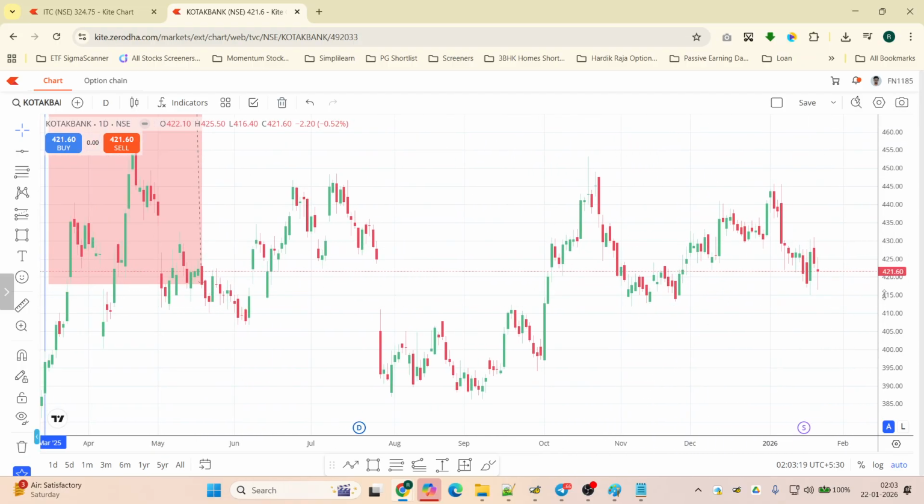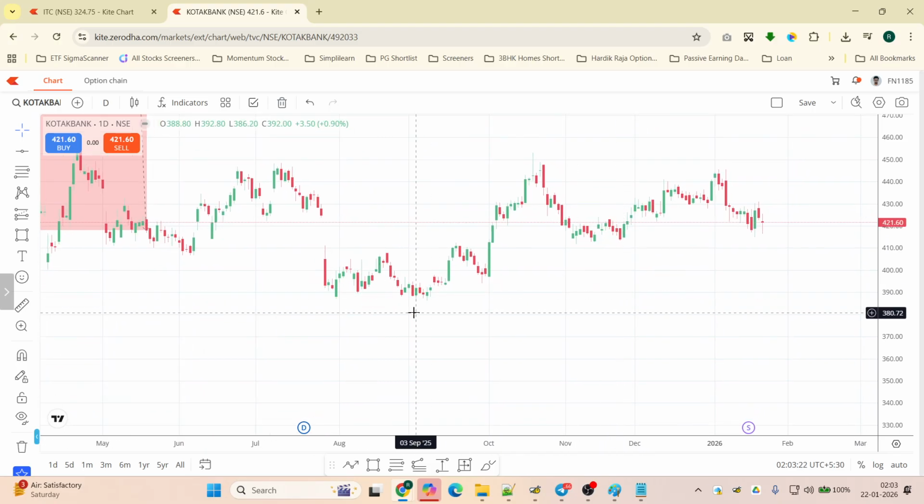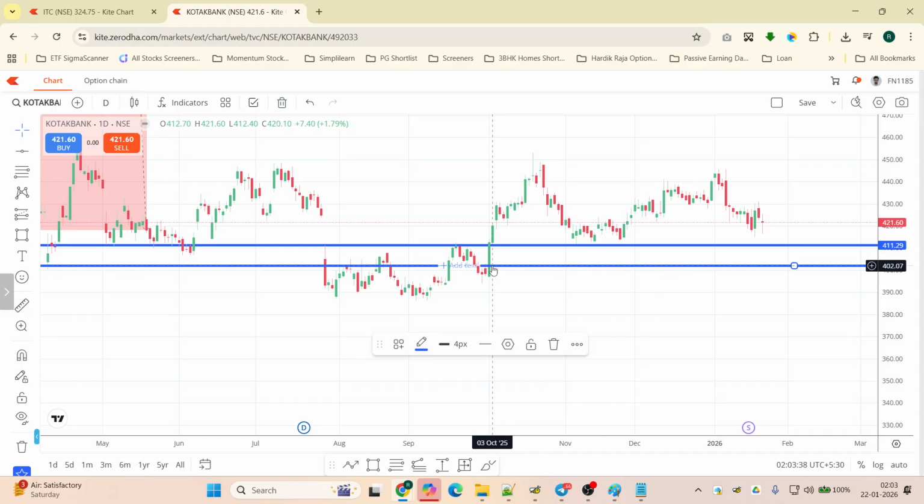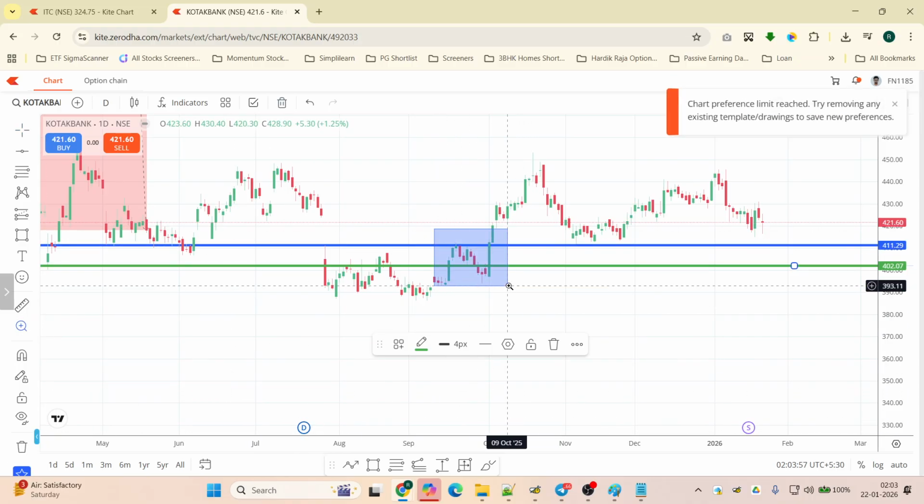Now you can see that the price has reached up to here, right? This is a solid resistance level, and this is a support level, right? Let me change the color. Since support will be green, I'm keeping this green as the support level. Now let me zoom in into this particular area so that you'll understand more.